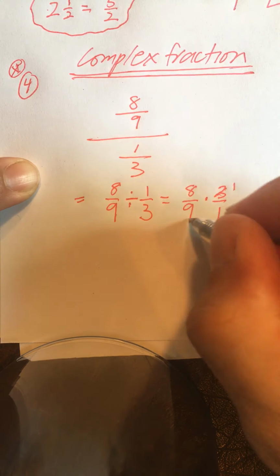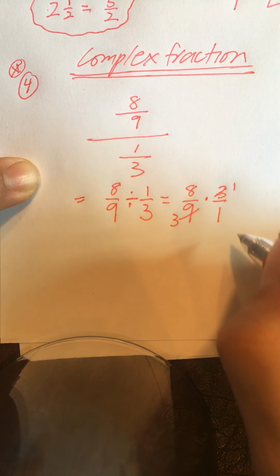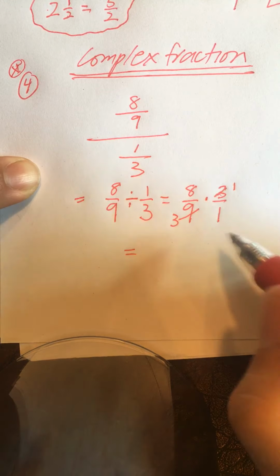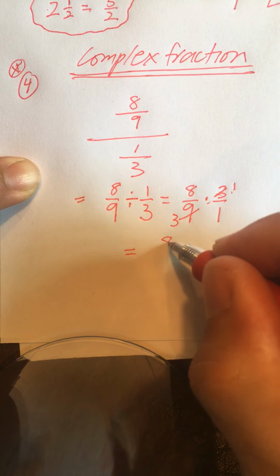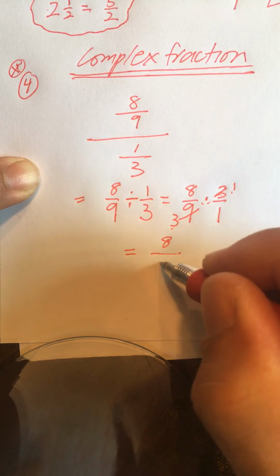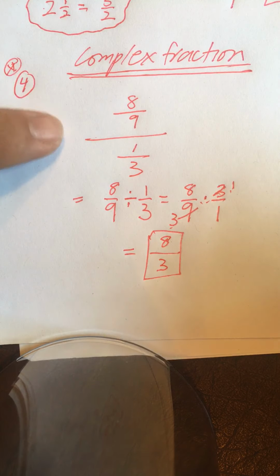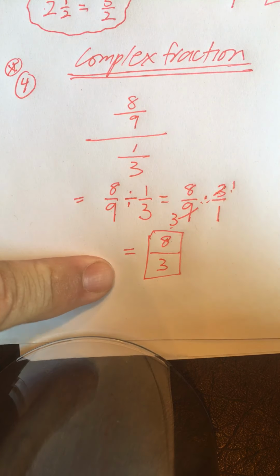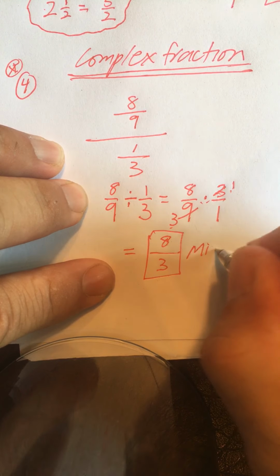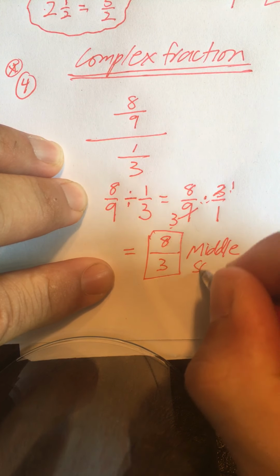3 goes into 3 once, 3 goes into 9 3 times. And then we multiply across the top. 8 times 1 is 8. 3 times 1 is 3. And that's our final answer. So that's probably how you learned it in middle school. This is probably the middle school method.